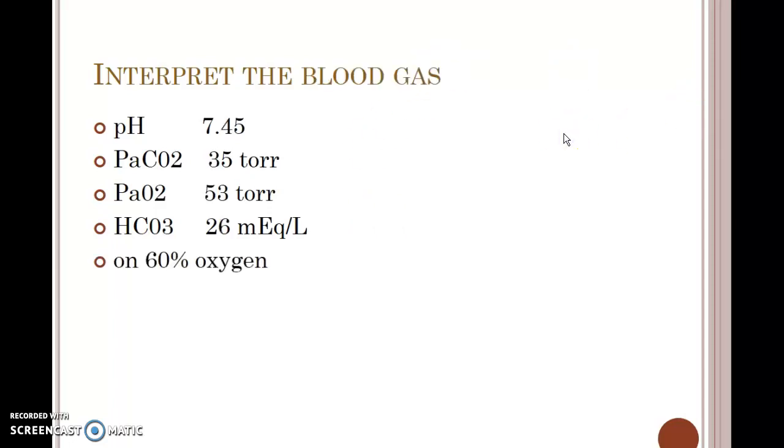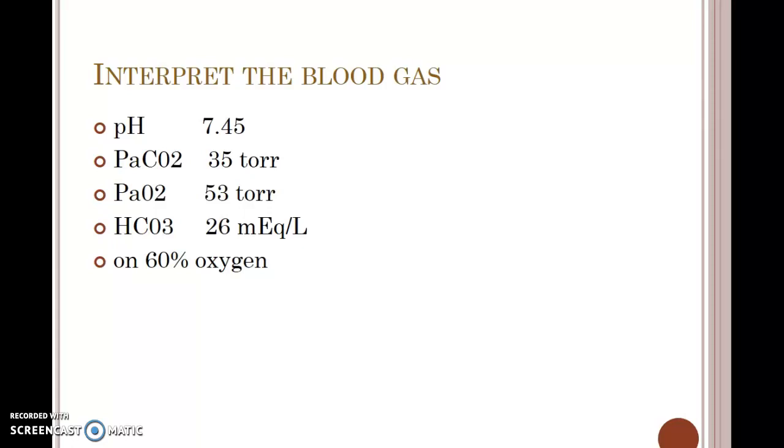The next blood gas, we have a patient with a pH of 7.45, a PaCO2 of 35 torr, a PaO2 of 53 torr, a bicarb of 26 milliequivalents per liter, and this patient is on 60% oxygen. So interpret that blood gas.